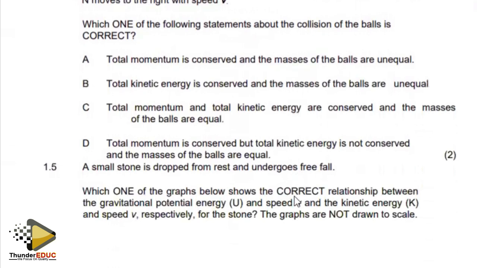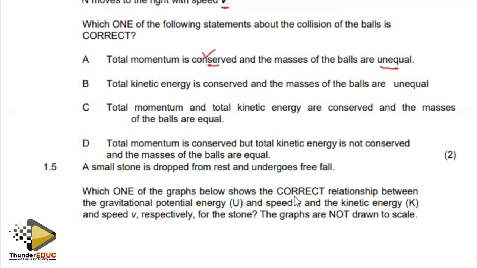Then, ball M, moving at a speed v to the right, collides with a stationary ball N on the smooth surface. Immediately after collision, ball M comes to rest, and then N moves to the right with a speed v. Which of the following about the collision is correct? 1, total momentum is conserved, and the masses are unequal. So the first statement is correct.